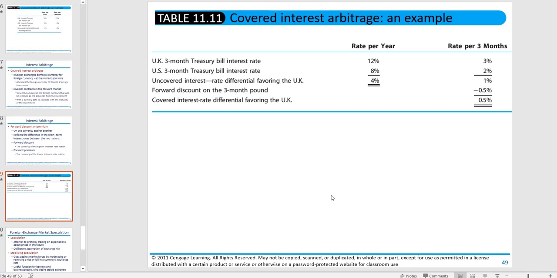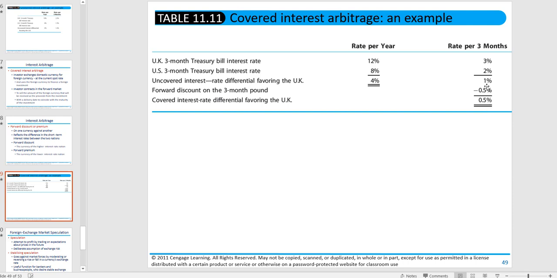That's what table 11.11 is showing you. So we have that uncovered return of 4%, or uncovered return for 3 months, 1%. But if you decide to lock the exchange rate at the same time you do this investment, guaranteeing the exchange rate 3 months from today, if it's currently selling at a discount, namely of 0.5%, that means that it still makes sense to invest in the British pound because you're going to get a return higher by 0.5% than if you were investing in the US Treasury bill.